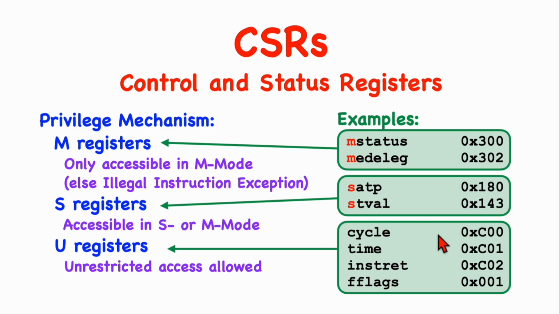Here I have some examples of some commonly used registers. For the registers that can only be accessed in machine mode, their names typically start with an M. And here I'm showing both the name and the 12-bit integer that identifies the register. This would be the value that's placed in an instruction that either reads or modifies the register. Registers that can be accessed either in supervisor or M mode typically have an S as the first letter of their names. And finally, registers that have no restrictions typically start with a U.